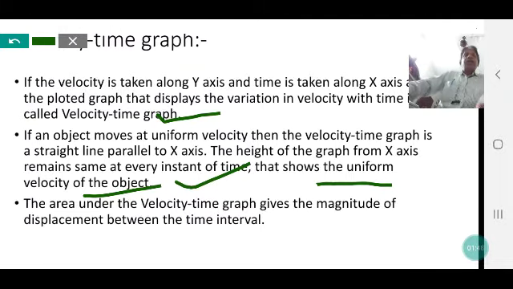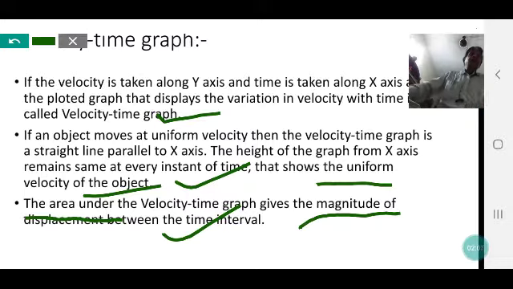Also in this video we will study how we can find the area under the velocity time graph, and the area under the velocity time graph gives the value of the magnitude of displacement. That will also be clear in this video.